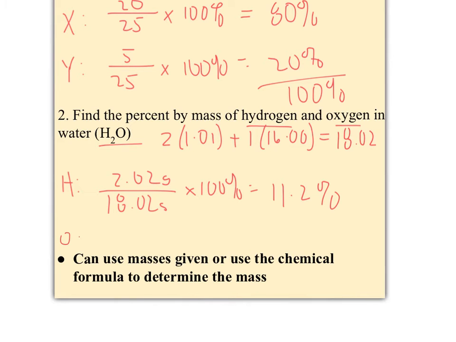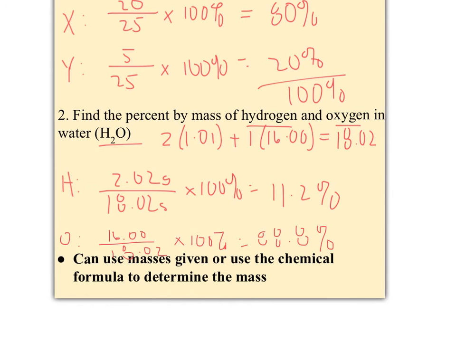Otherwise, I could take the mass of the oxygen, 16, over the 18.02 times 100%, and when I do that, I come up with 88.79 or 88.8. And again, when I add these together, I get 100%. And sometimes you won't get exactly 100. You will get like 99.98. But you're going to be within a few hundredths if you've done it correctly.